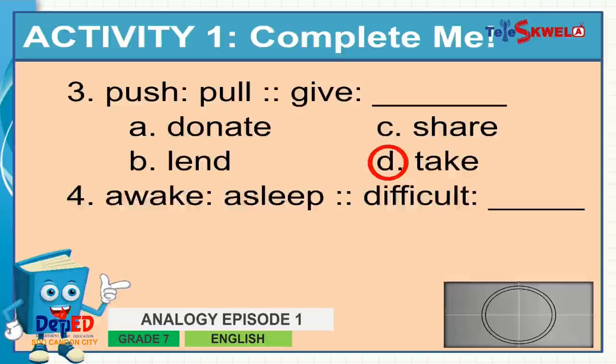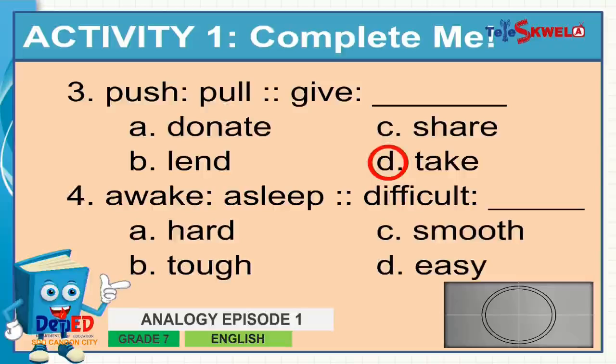Number 4. Awake is to asleep as difficult is to letter A, hard. Letter B, tough. Letter C, smooth. And letter D, easy. The answer is letter D. Awake is the opposite of asleep as difficult is the opposite of easy.